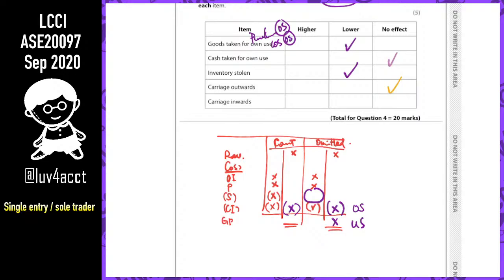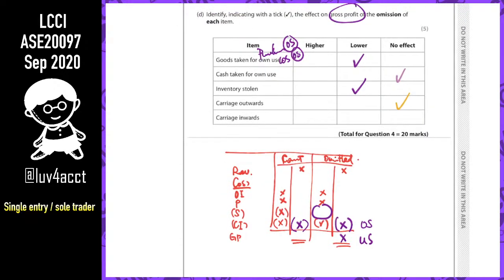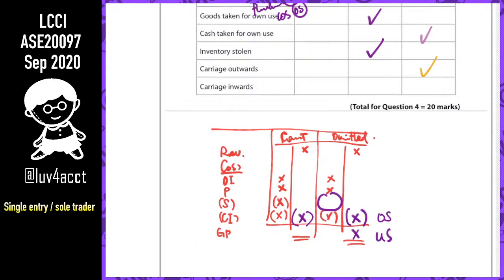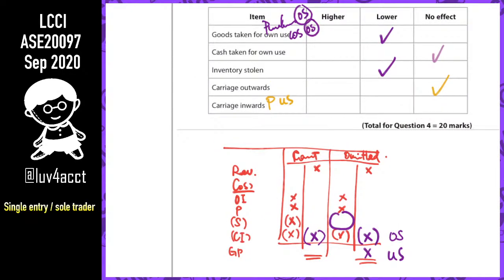Next one, carriage in. If your carriage in is omitted, then purchases will be understated. Purchases understated means cost of sales would be understated, then your net profit will be overstated. Okay, good.